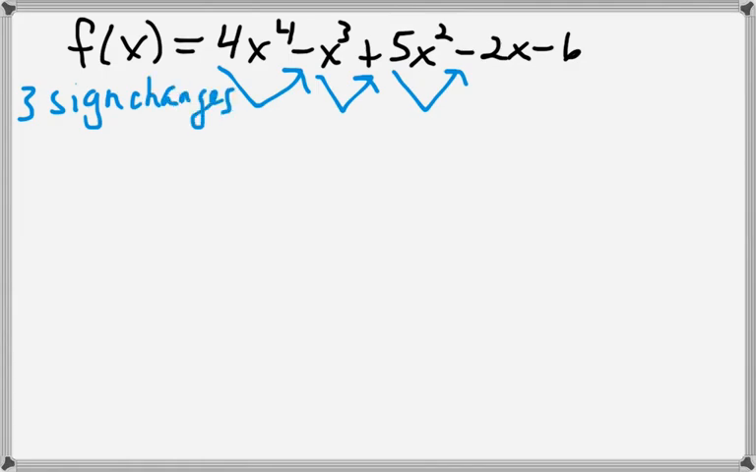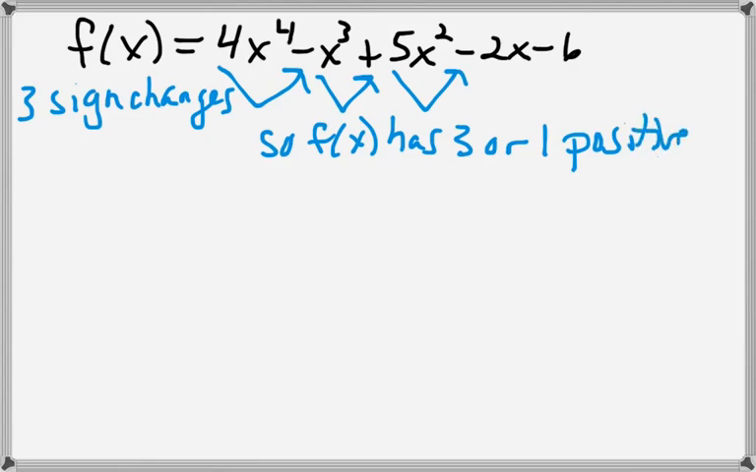So the number of positive zeros is either 3 or less than 3 by an even number. If we subtract 2 from 3, we get 1. And if we were to subtract 2 again from 1, we would have a negative number, so that does not make sense. So f has either 3 or 1 positive zeros. I'm going to put that in parentheses because it might be 1 zero or it might be 3 zeros.